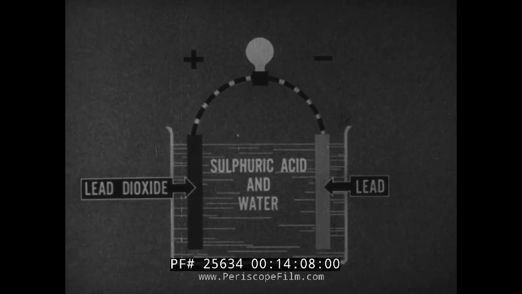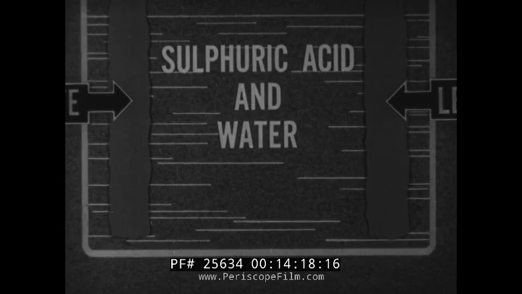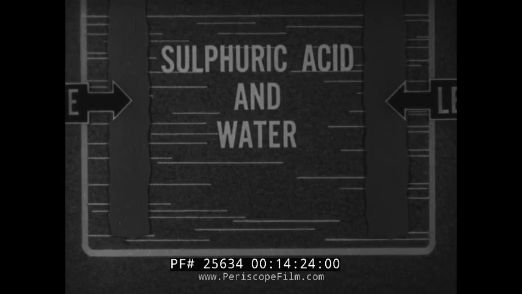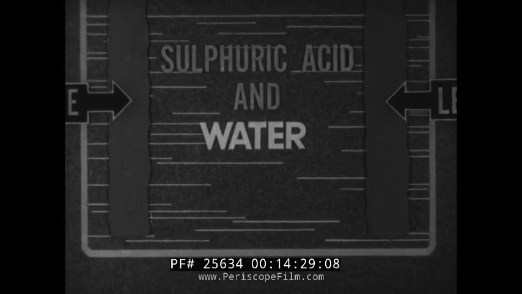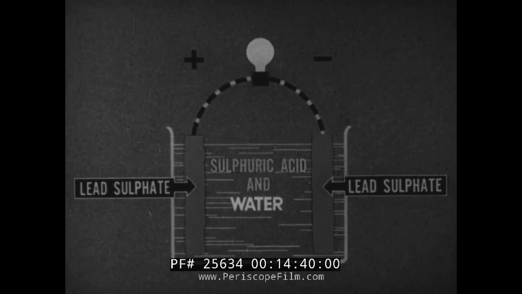As discharging continues, more and more of each plate becomes lead sulfate. And much of the sulfuric acid in the electrolyte is consumed in the formation of lead sulfate. The concentration of sulfuric acid drops considerably, and the solution becomes almost plain water. When the concentration of sulfuric acid drops to a certain value, the battery must be charged.